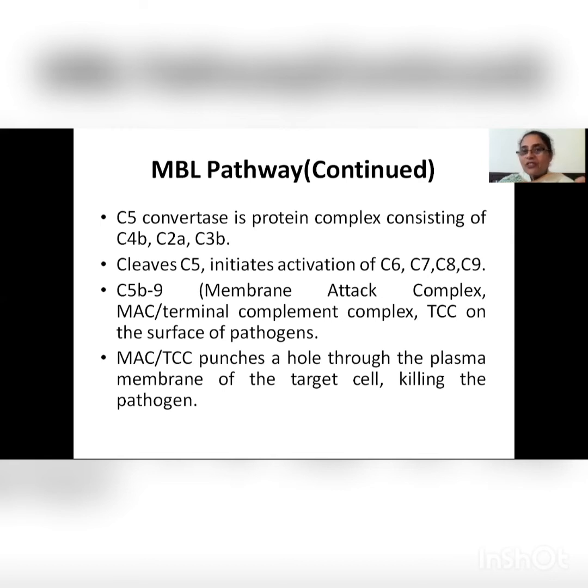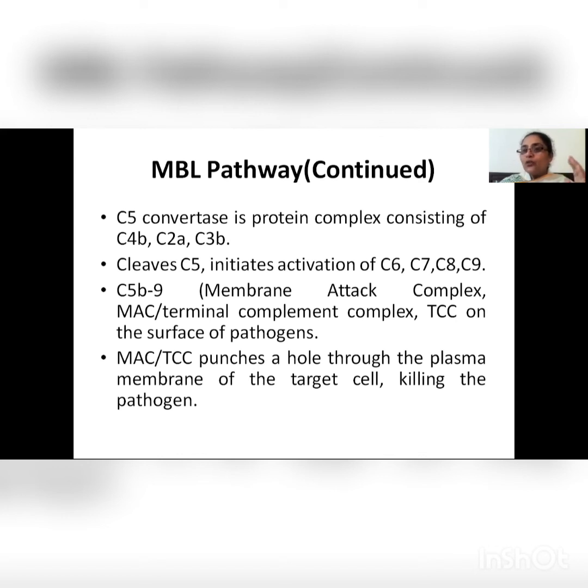While C5 convertase is formed, it is a protein complex consisting of C4b, C2A. C2A was formerly, but now it is C2B. So it's C4B, C2B, please correct it. It is C2B and C3B. So when this C5 convertase cleaves C5, it initiates activation, as we have seen in the classical pathway, that C6, 7, 8, 9 are activated, and C5B to C9 together go and attach.